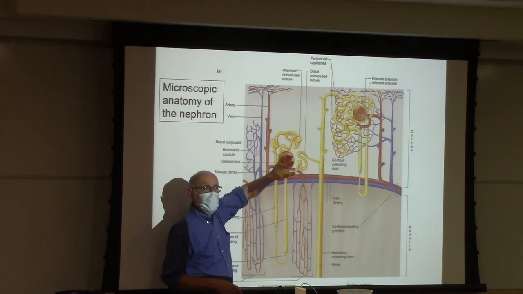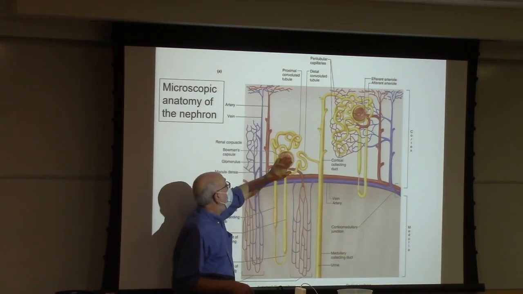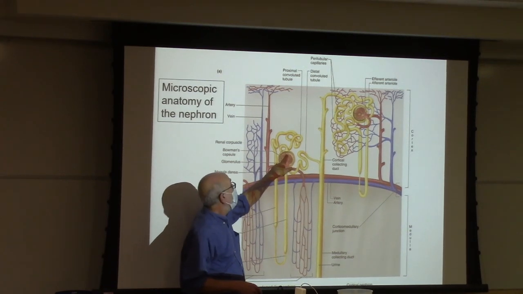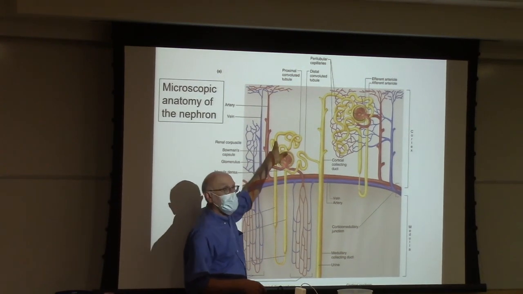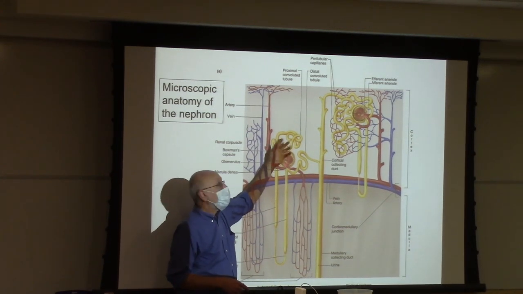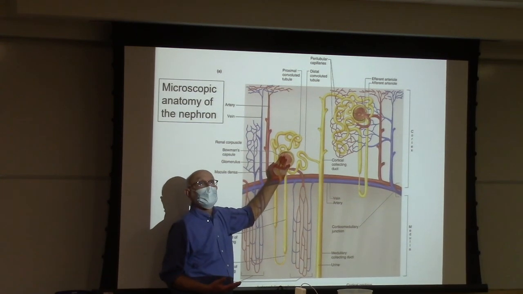So filtration happens here, and then the filtrate collects in Bowman's space, and then goes into this tube called the proximal tubule. Proximal because it is near the beginning.